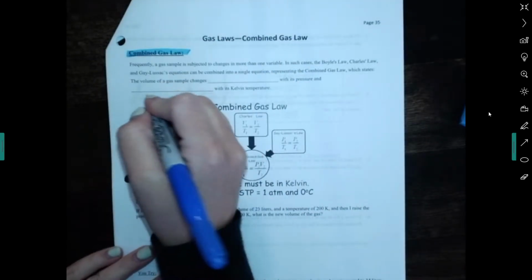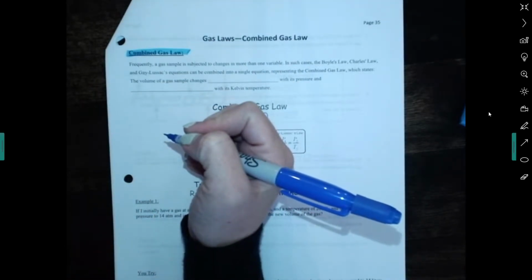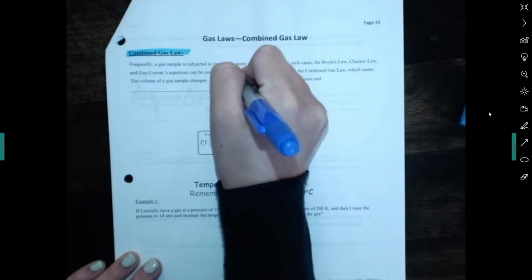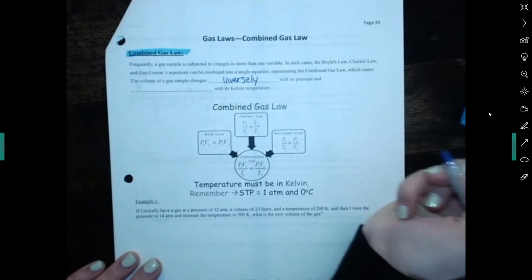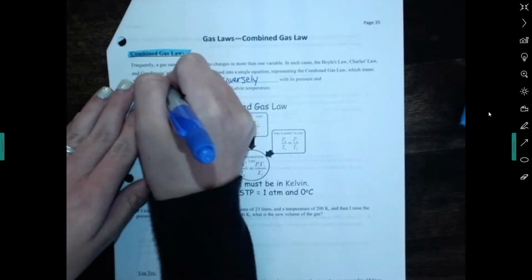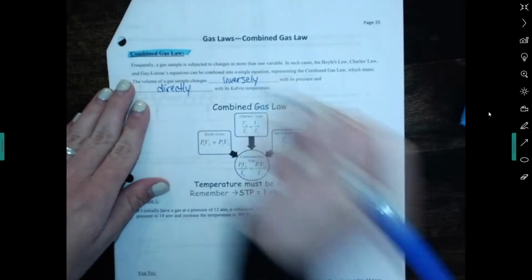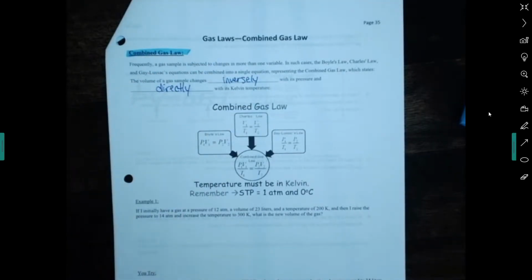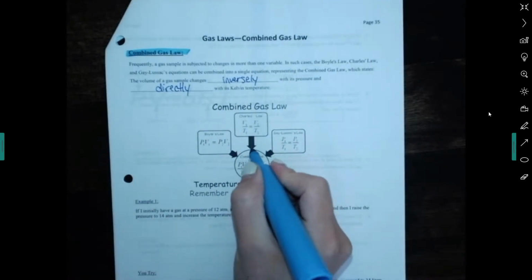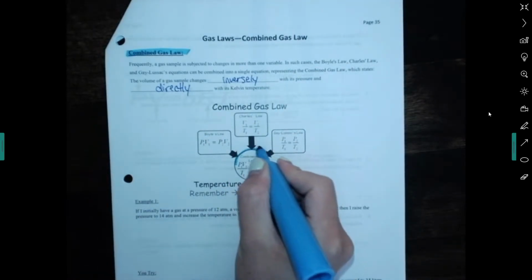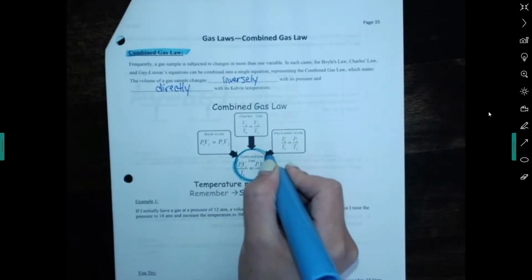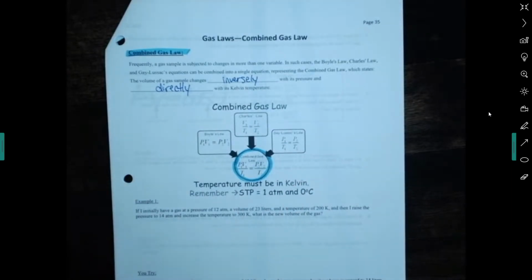which basically states that the volume of a gas sample changes inversely with its pressure and directly with its Kelvin temperature. Okay, so they take these three laws that we've already learned about and combine them into the combined gas law. And I could be wrong, but I think you guys might have talked about this in your math class. So hopefully it is familiar to you.